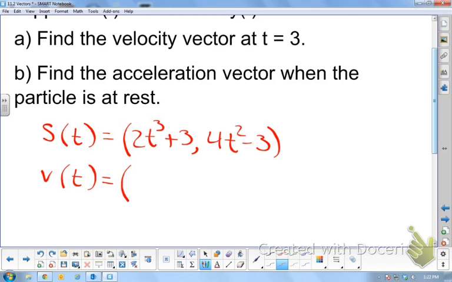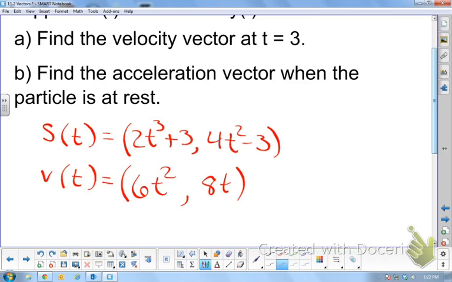What's our derivative of the first piece? 6t squared. And what happened to the plus 3? It became 0. What's the derivative of our second part? 8t. So there's our velocity vector, but what did part A ask us to find?